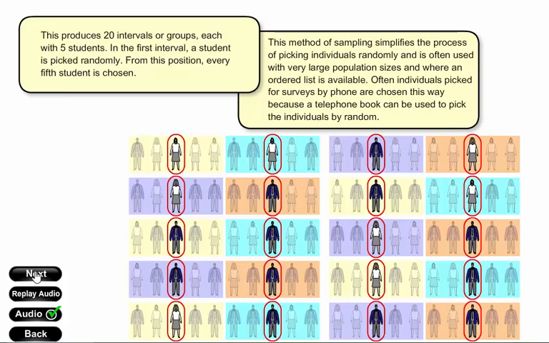This method of sampling simplifies the process of picking individuals randomly and is often used with very large population sizes and where an ordered list is available. Often, individuals picked for surveys by phone are chosen this way because a telephone book can be used to pick the individuals by random.